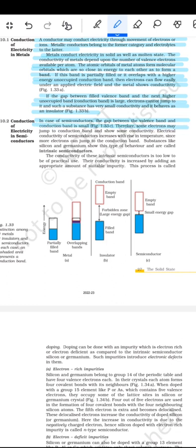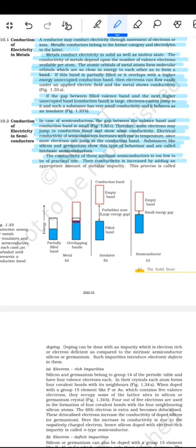Therefore, some electrons may jump to the conduction band and show some conductivity. Electrical conductivity of the semiconductors increases with the rise in the temperature, since more electrons can jump to the conduction band. Substances like the silicon and the germanium show this type of the behavior and are called as the intrinsic semiconductor. The conductivity of these intrinsic semiconductors is too low to be of practical use.